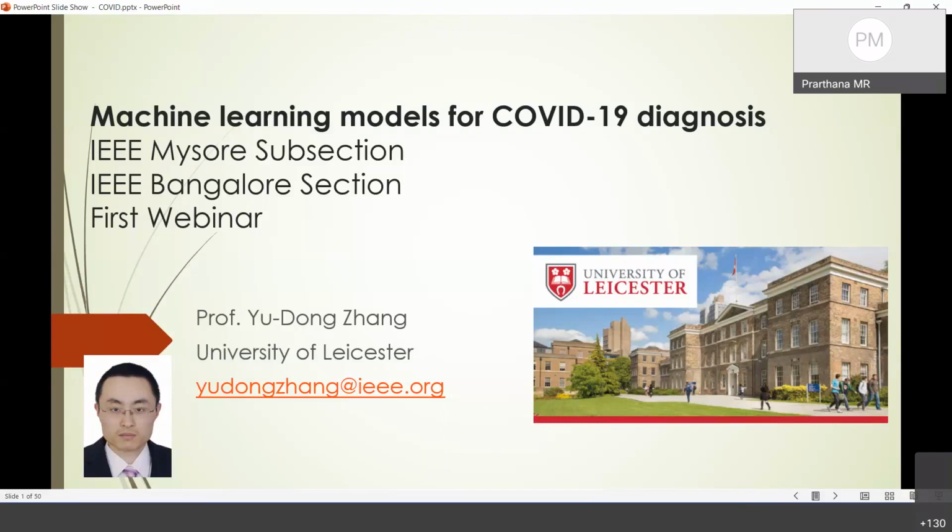IEEE Mysore subsection was established in the year 2020. It is one among the three subsections of IEEE Bangalore section. The aim of IEEE Mysore subsection is to conduct various student and professional activities like invited talks, student internships, workshops, and the flagship conferences. It consists of Mysore, Mandya, Hassan, Chamrajnagar, and Kodagu districts. Mysore subsection has 26 engineering colleges with 15 IEEE student branches and more than 1,000 IEEE members.